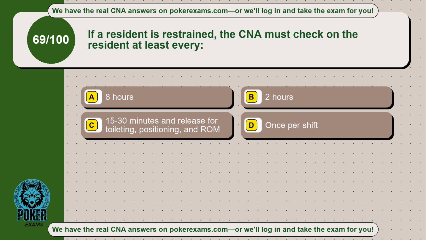Question 69. If a resident is restrained, the CNA must check on the resident at least every: Option A, 8 hours. Option B, 2 hours. Option C, 15 to 30 minutes and release for toileting, positioning, and ROM. Option D, once per shift.